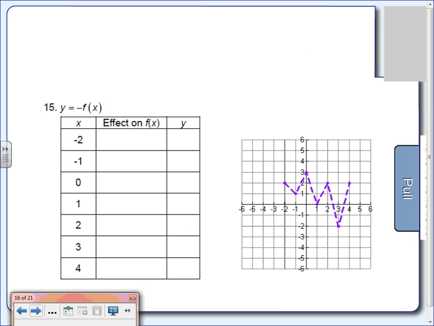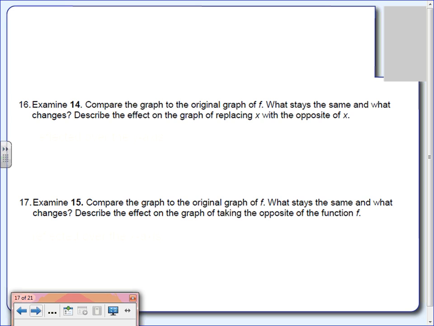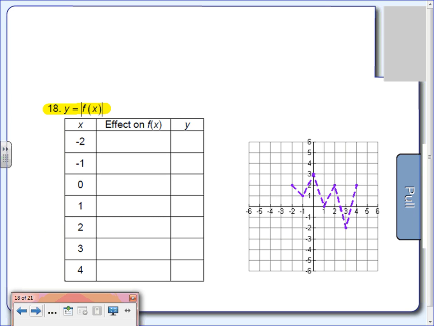Number 15, you're going to try one. Notice the negative sign is on the outside, so keep that in mind. Once you get that done, make sure you answer questions 16 and 17 for me. We got one last graph to look at, number 18.